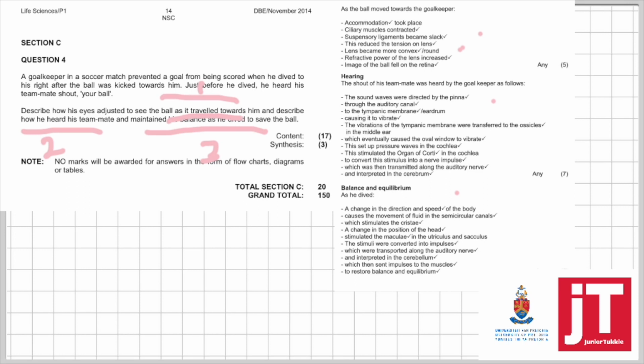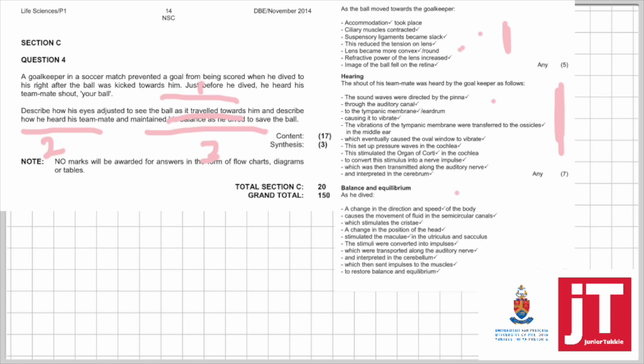Done. Hearing. Right. The sound waves were directed by the pinna through the auditory canal to the tympanic membrane, causing it to vibrate. Vibrations of the tympanic membrane were transferred to the ossicles in the middle ear, which eventually caused the oval window to vibrate. This set up pressure waves in the cochlea. This stimulated the organ of Corti to convert the stimulus into an ear nerve impulse, which is then transported along the auditory nerve and interpreted by the cerebrum. See, any 5 there. And the last one was balance.